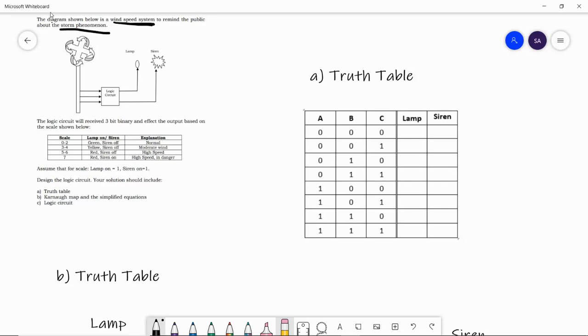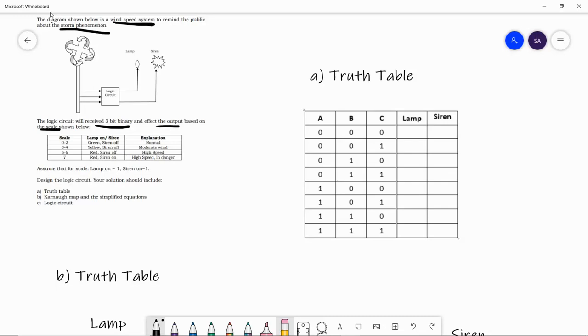So the wind speed system depends on the scale. So you have a logic circuit with 3 bits of binary, which affects the output based on the scale shown below. So if you have a scale between 0 to 1, 0 to 2, the green lamp will be on as green, and the siren will be off. Okay, it means normal, as an indicator. If you have a scale between 3 and 4, then the lamp will be on as yellow and the siren is off.